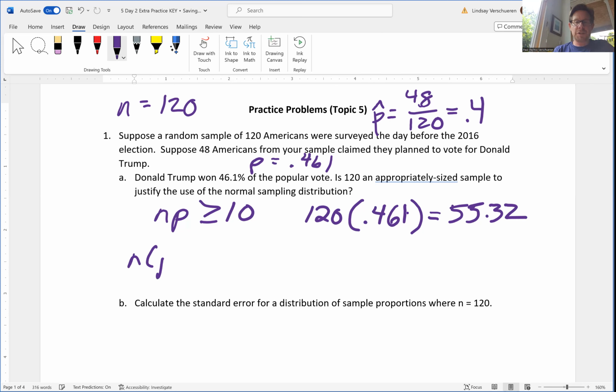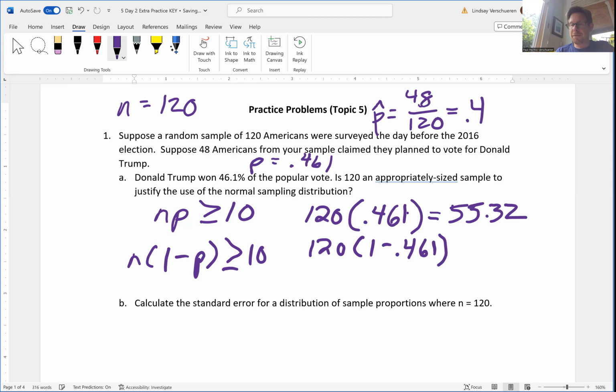The other one we have to check is the failure condition. Oops, let me just undo that. It's 1 minus p, not p minus 1. This is the complement. That's the number of failures. That also has to be more than 10. So that's going to be 120 times 1 minus 0.461. In other words, that's going to be the 53.9% that won't vote for Donald Trump, would be 64.68. Okay. So both of these numbers are greater than 10, which means our sample is sufficiently large.